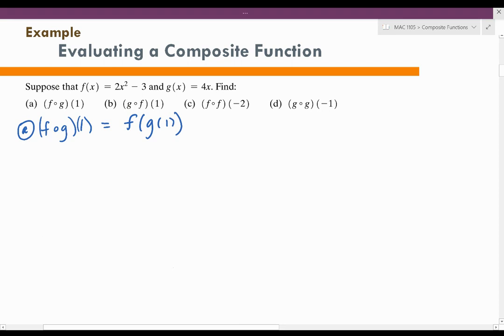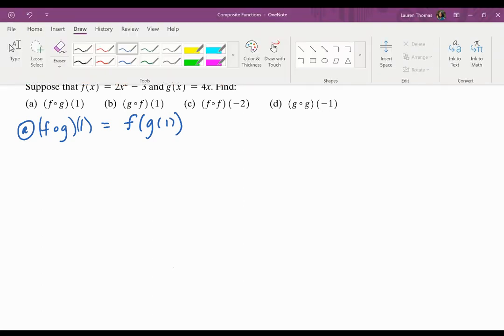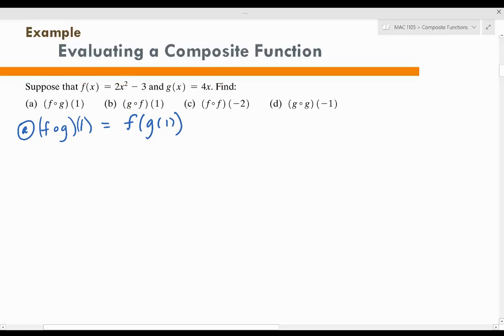So we're going to do the g of 1 first because that's the inside. We want to do g of 1. That means everywhere in our g function where we see an x, we're going to plug in 1 in its place. That's going to be 4 times 1, and 4 times 1 is 4. That means the inner part of this function is now equal to 4. Now what I'm looking for is f of 4.